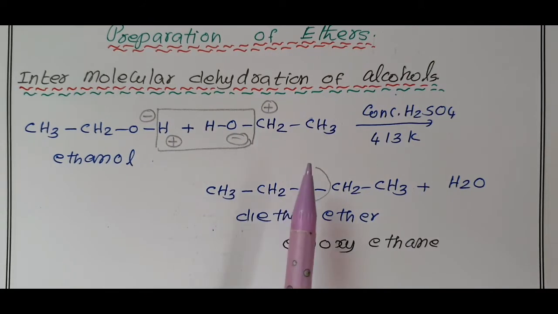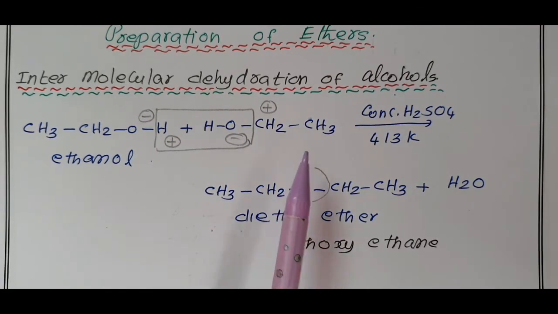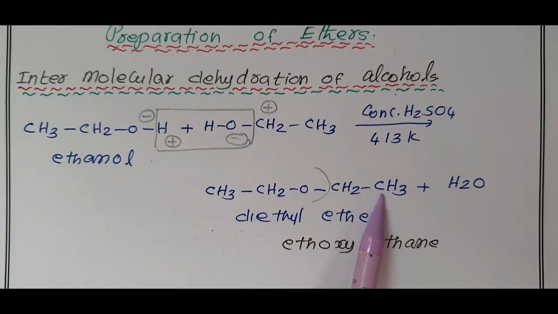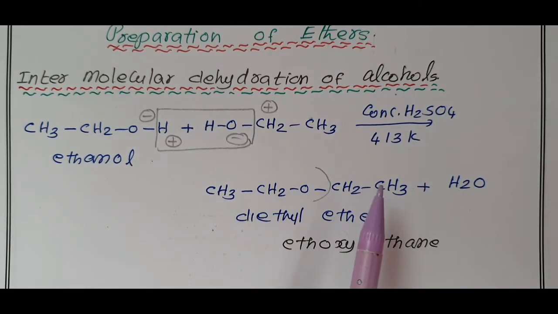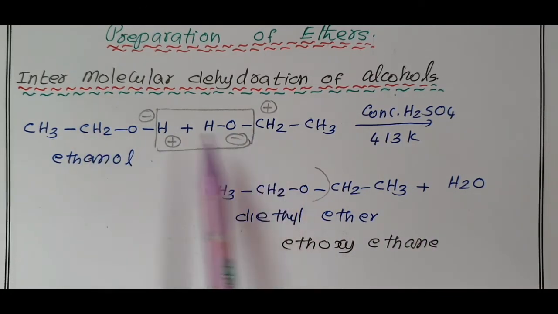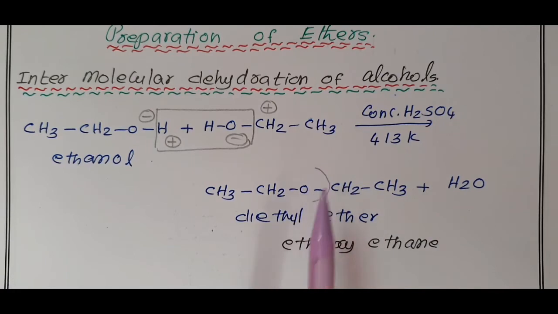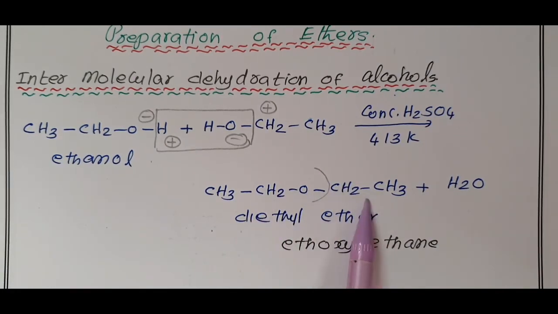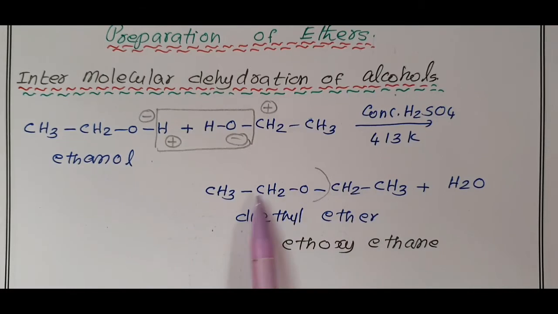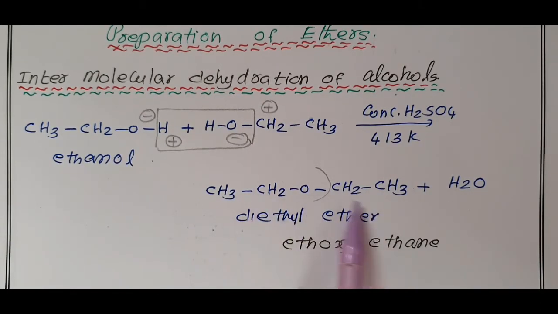Remember, this method is used in the preparation of simple ethers and is not suitable for the preparation of mixed ethers. If a mixture of 2 different alcohols is used, a mixture of different ethers will be formed and they are difficult to separate. We cannot easily separate the ether mixture. Therefore, this method is mainly used to prepare simple ethers. You know what is meant by simple ether? The number of carbon atoms on either side of the ether functional group is the same, ethyl, ethyl.